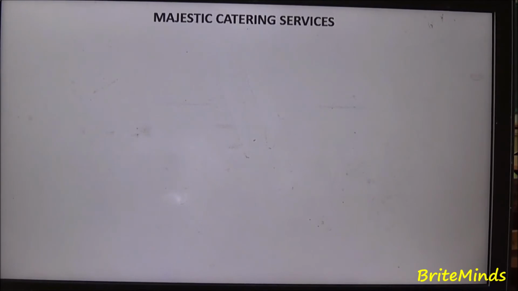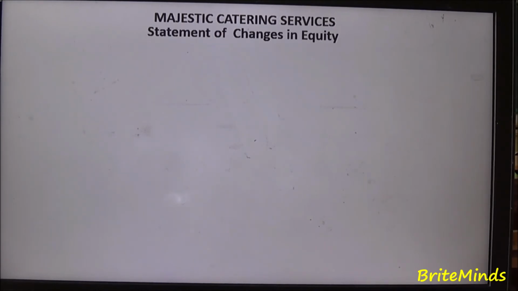Let us now prepare the statement of changes in equity of Majestic Catering Services. So the first thing we need to do is write down the name of the business or the name of the business owner, which is Majestic Catering Services. And then write down the title of the financial report, which is a statement of changes in equity, and the date of the financial report for the period ended December 31, 2019. So take note, the date should state for the period ended.